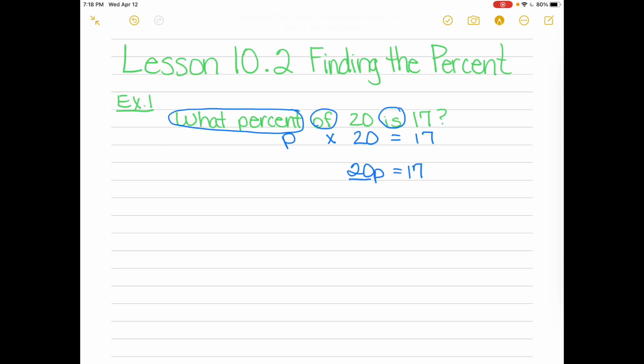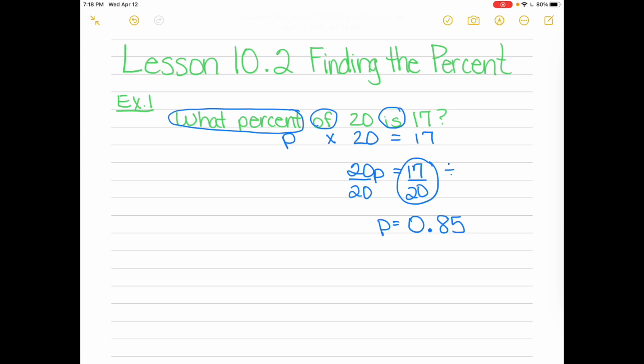So now I'm going to divide by 20. This is just a one-step equation. You're going to use your calculator, and this means divide, right? So I'm going to do 17 divided by 20. And when you do that in your calculator, you get 0.85.